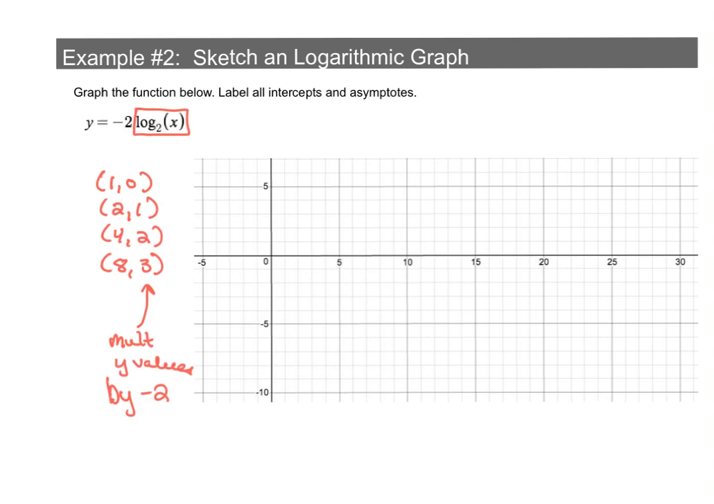So now I'm still going to have a 1, 0. I'm going to have a 2, -2. I'm going to have a 4, -4, and an 8, -6. I have not shifted side to side, so I have my vertical asymptote still here at x equals 0. And now the graph is flipped upside down from what a log graph normally looks like. And that's my graph right there.